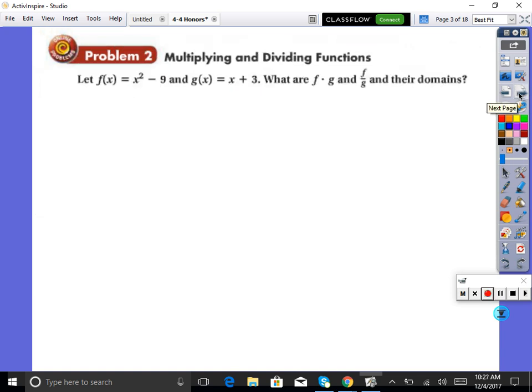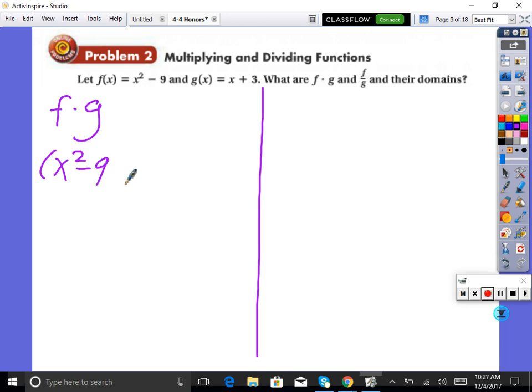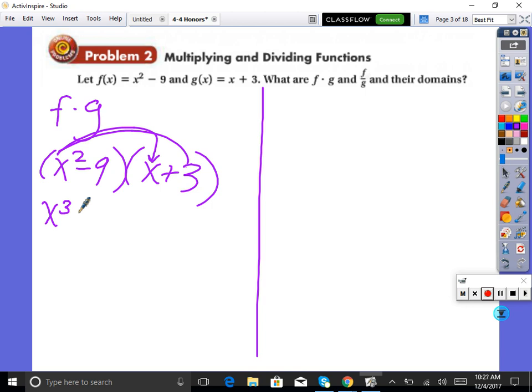So let's look at this one. We're going to do f times g and f divided by g. So f times g. f of x is x squared minus 9 times g of x, x plus 3. Now, technically, that is our answer, because is factored form or standard form better? Neither one is better than the other. However, I am going to go ahead and multiply this one out just for kicks and giggles. So that would be x cubed plus 3x squared minus 9x minus 27.